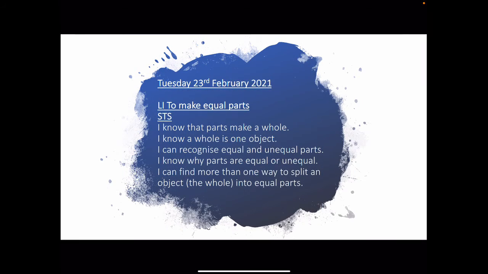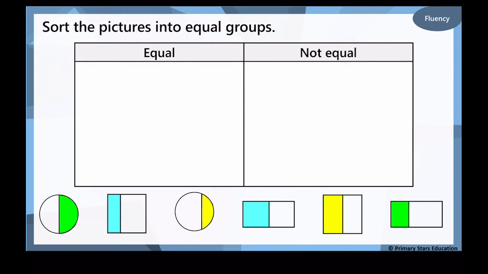Today our learning intention is to make equal parts. To be successful, we need to know that parts make a whole. We need to know that a whole is one object or one total quantity. We need to recognise equal and unequal parts and know why parts are equal or unequal, so use our reasoning skills. And we also need to know how to find more than one way to split an object, the whole, into equal parts.